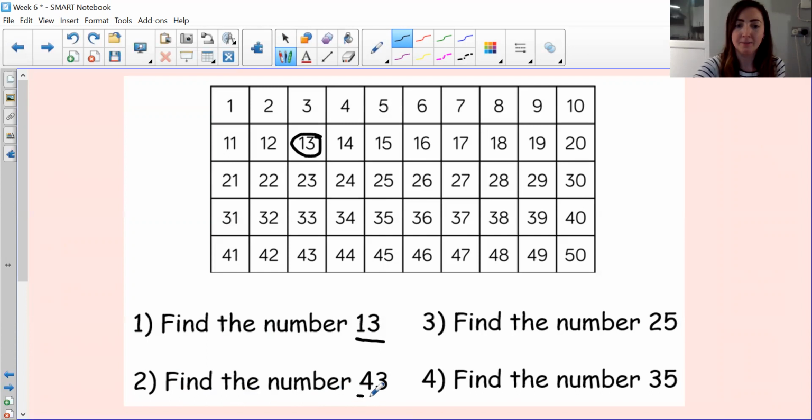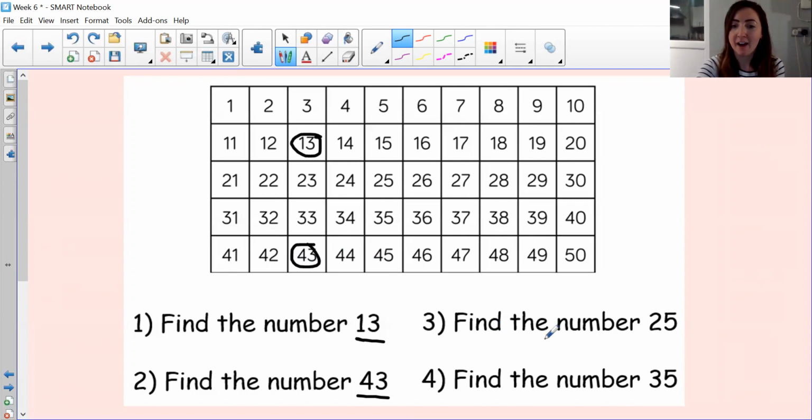Right. Next, number 2. Find the number. What number is this? Well done if you said 43. And can you find the number 43 on the 100 square? Okay, so 43, that's a number in the 40s, 4 tens. So look down the rows. Here are all the 40s. All of these numbers have 4 tens. And here is 43.